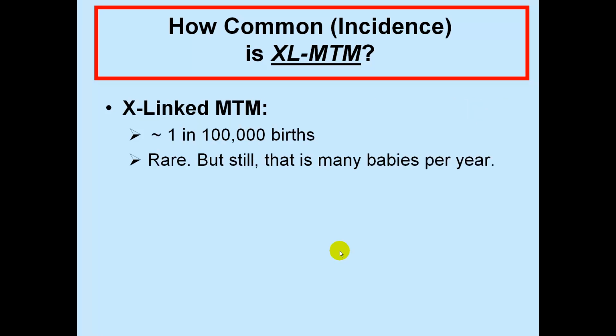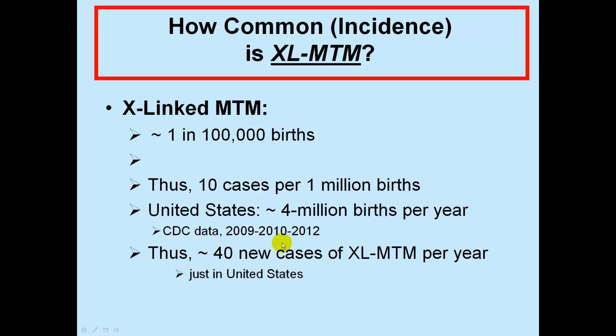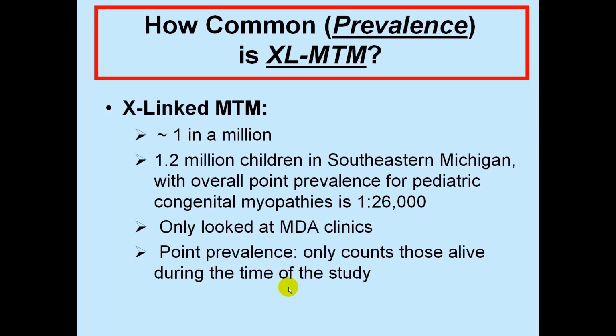So that's 1 case out of every 100,000, which is relatively rare, but still that is many babies per year when you think about how many babies are born. That 1 case per 100,000 comes out to about 10 cases per 1 million births. And in the United States, there's about 4 million births per year. That leaves us with about 40 new cases of X-linked MTM per year just in the United States. Again, these are all rough estimates, and I've rounded off here and there.